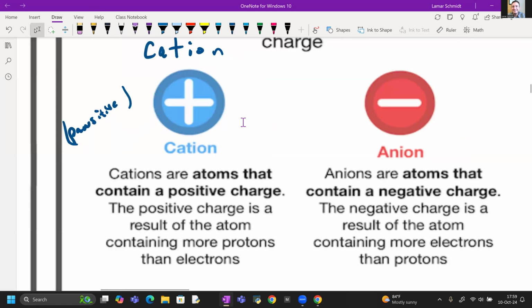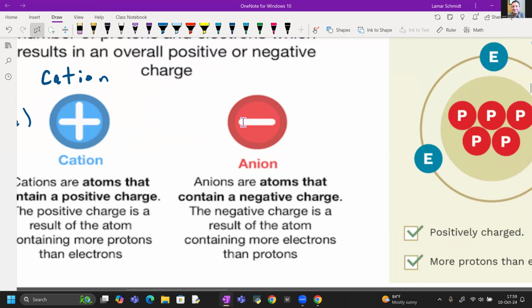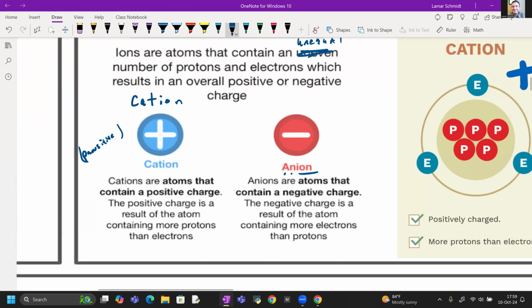Then we go to anions, and anions are another type of ion, and it's a lot more specific than the generic term ion. An anion is a negative ion. Anions are atoms that have a negative charge. And how do atoms get a negative charge? Well, they have to have more negatively charged electrons than they do positively charged protons. And so that's our condition for an anion.